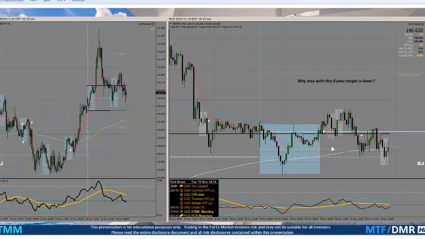But let's just throw in some hypotheticals here. Pardon me, my stuffy nose. Why stay with this target? Why stay with this if your target is lower? You're going to get really bent up in a lot of technicals down here, which is good. You want to know technicals. You want to know all this kind of stuff. But one of the answers is what's happening on the H1 chart. One of the answers is a big picture item, which is you're in the kill shot, dude.